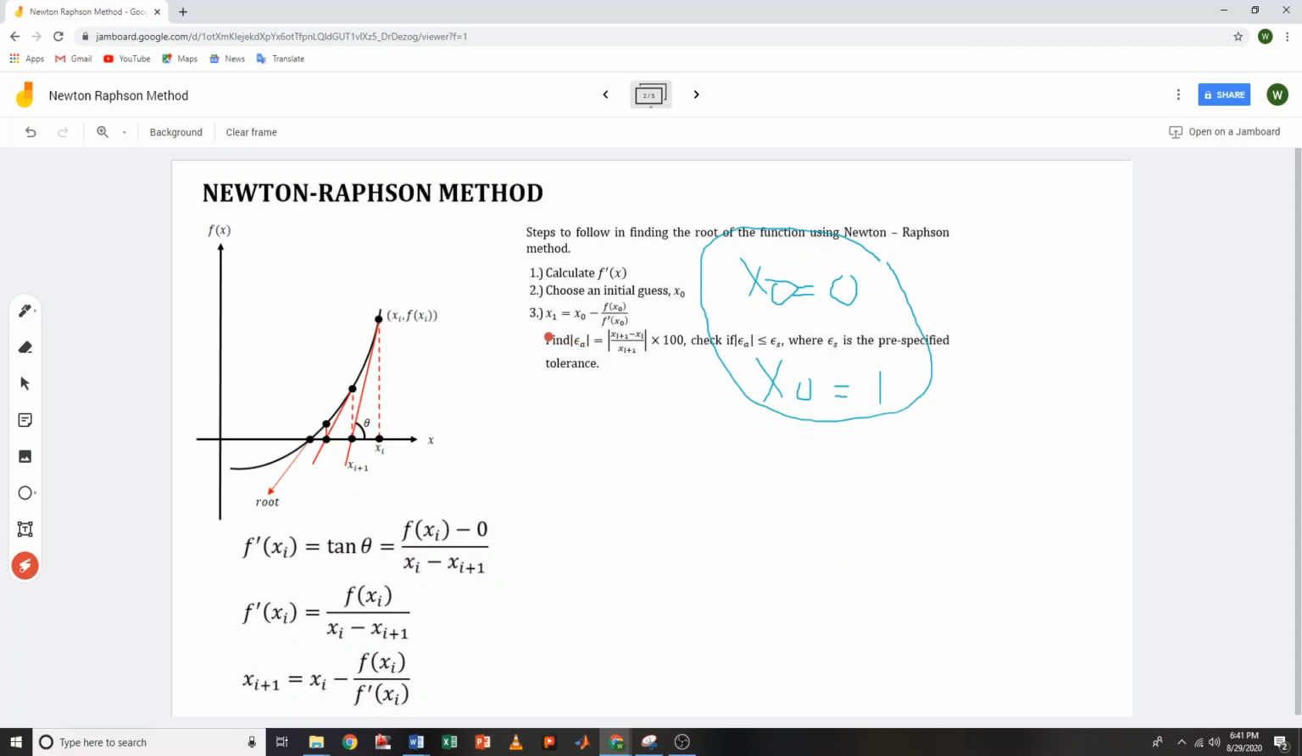Last, step 3 is to evaluate this formula, which we have already obtained. For example, if you start at 0, then x 0 plus 1, we have x 1, using x 0, f of x 0, and f prime of x 0, and that is a continuous process. Say, for a sample at i equal to 1, this will be x 2.